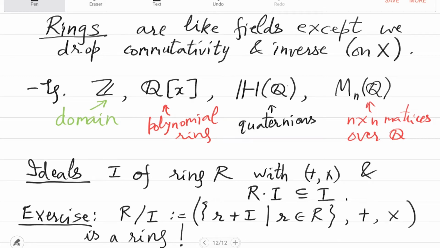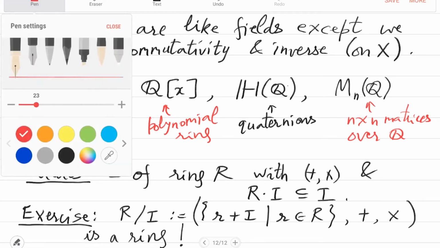Okay, this is not at all obvious. This needs exactly the way we have defined an ideal. Okay, this is the motivation for the definition of ideal, because we want this new ring structure. So we'll read this as R mod I.